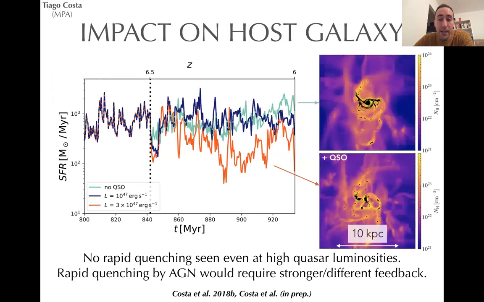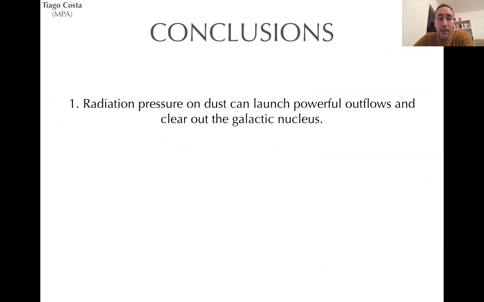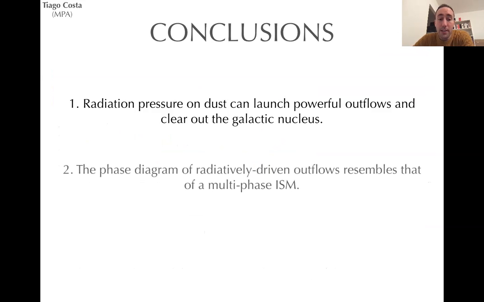Even though the galaxy looks very different because the quasar does destroy high density regions, the star formation rate, when you integrate it over the entire galaxy, does not decrease that much once you include radiation pressure on dust. Therefore, the conclusions are that radiation pressure on dust can and does launch powerful outflows and can clear out the galactic nucleus. If you don't have infrared radiation pressure, this model probably does not work because you need very, very high AGN luminosities.